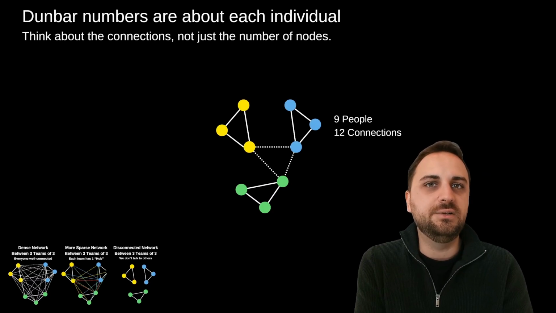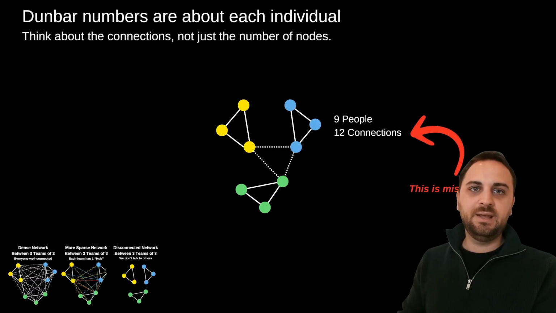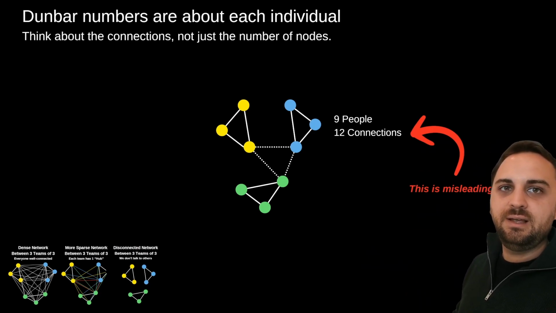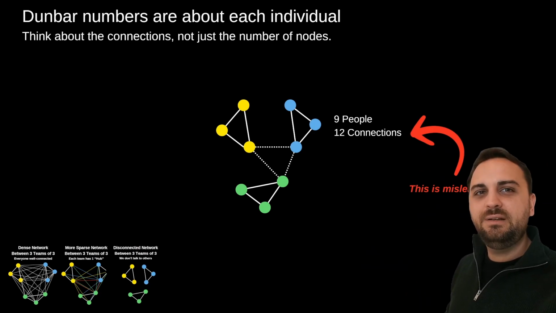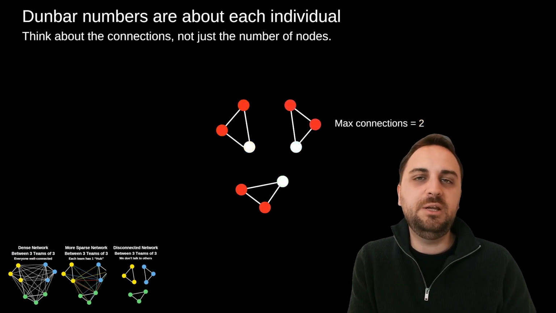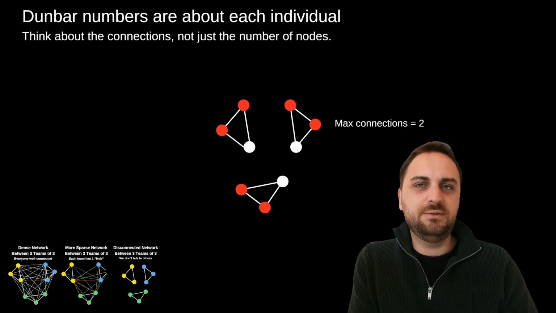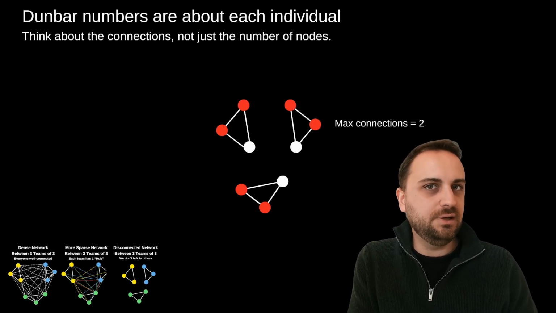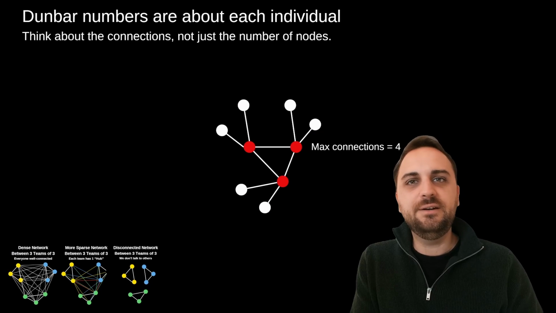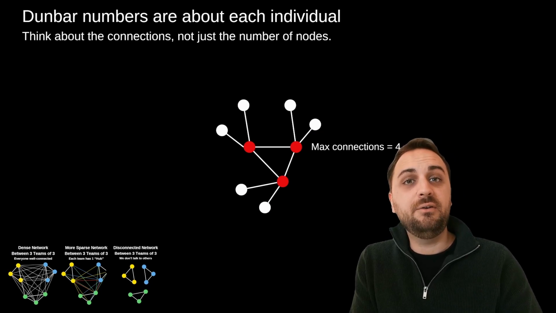When we think about those connections, we have 9 people, 12 connections. Again, think about the connections, not just the nodes. This is actually very misleading, right? To say there's 12 connections here, because we need to think about the individual. So let's think about these red dots. So these red people, no individual in this group here has more than 2 connections, right? Every red circle has 2 lines, but those leaders between those teams, actually every one of them has 4.